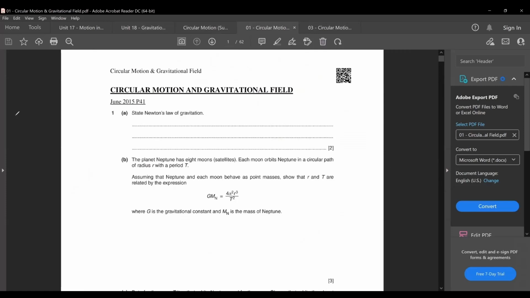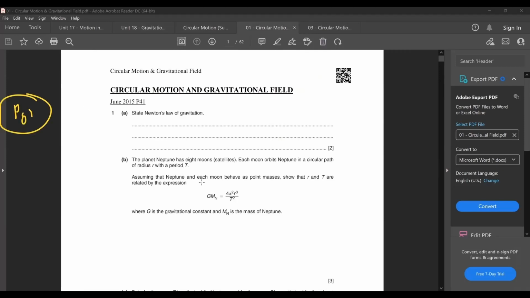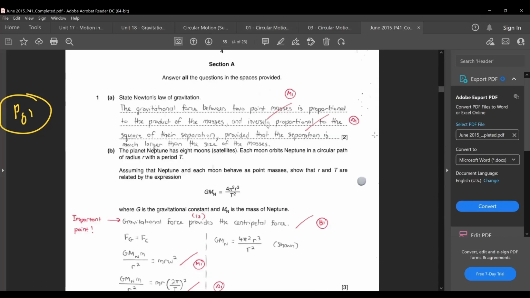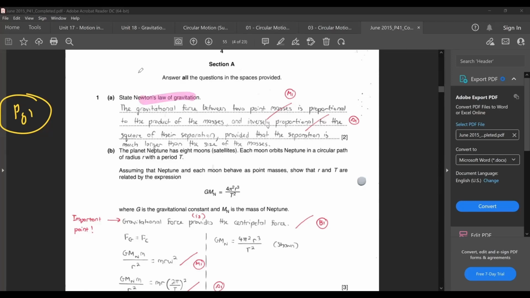Let's have a look at page 1 of your regular worksheet, circular motion and gravitational field. So this is June 15 P41. Let me just open it up. This is a very common definition question, asking you to define Newton's law of gravitation.